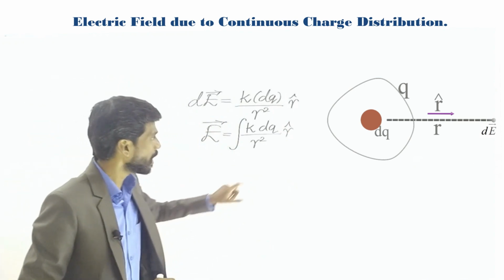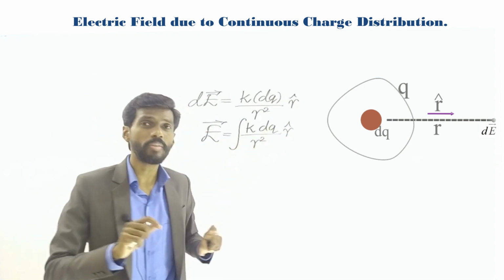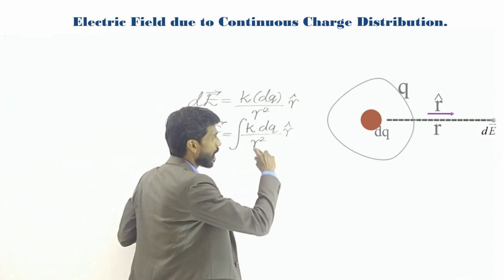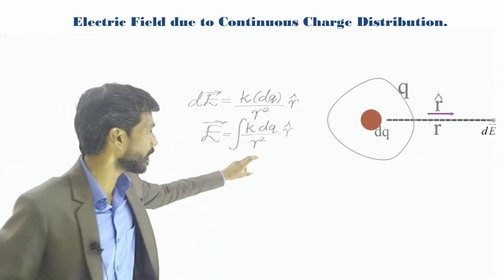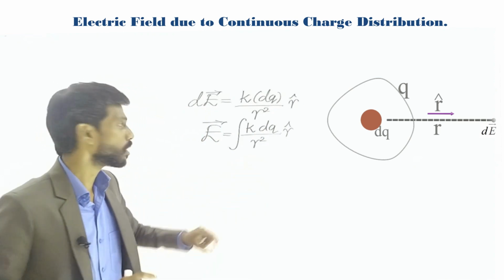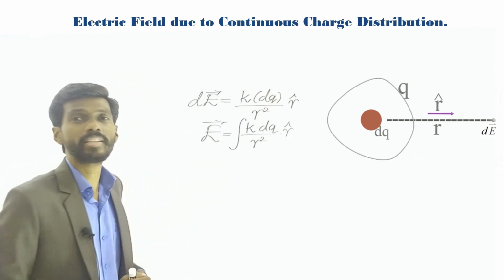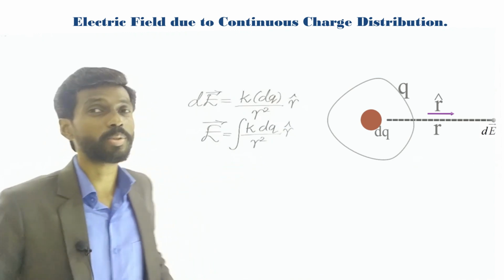But the problem here is, we are doing integration with respect to the variable q. But r is also a variable, so we can't do this integration directly. So we either have to convert this variable r in terms of q or q in terms of r. Our aim here is to make this integrand in terms of just one variable. So you convert this integrand into a one variable expression, then we can find the integration. Once the integration is done, that will give you the electric field due to the entire object.